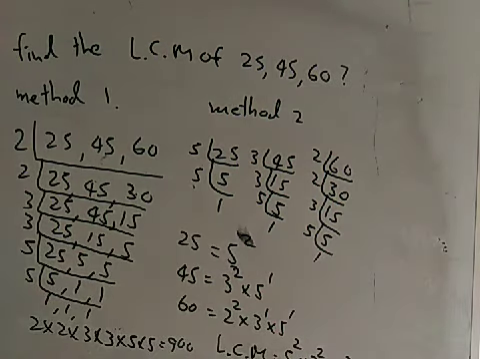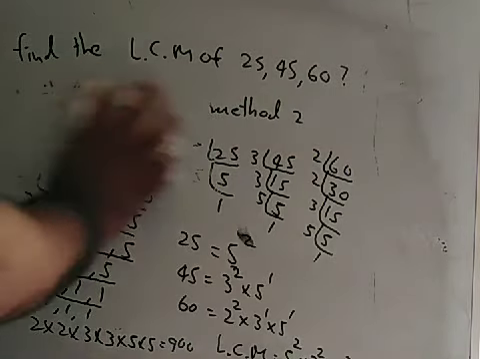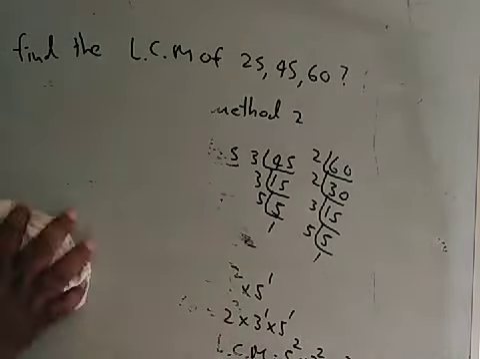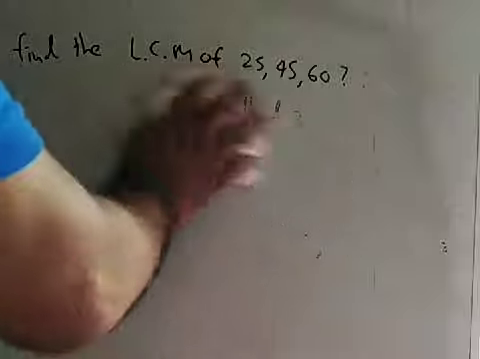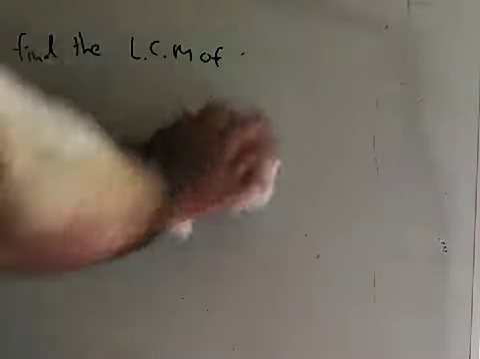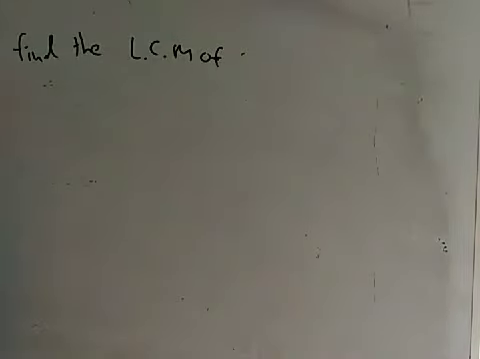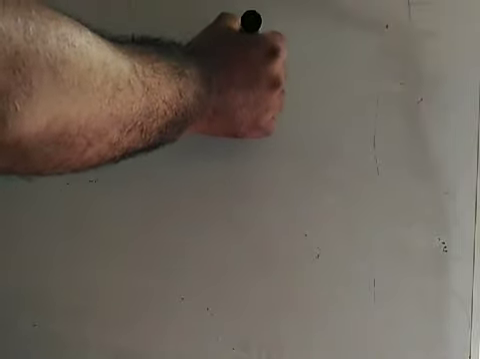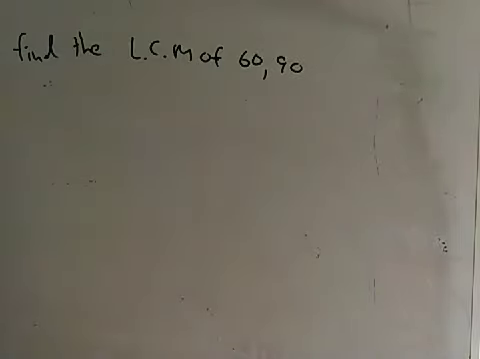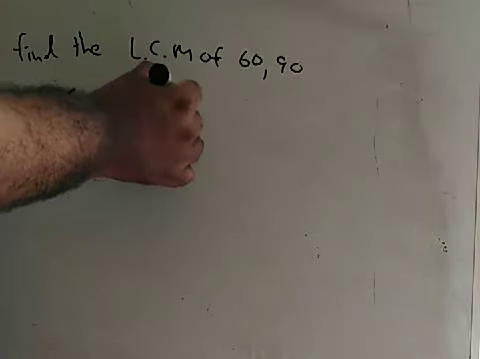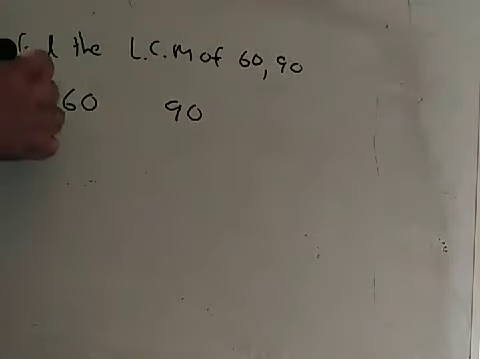Understand? Same answer. You can use both methods, but method 2 is the important one. Understand? Right. Okay. Then can we simplify another one using the third method? Find the LCM of 60 and 90. Now I use the third method.